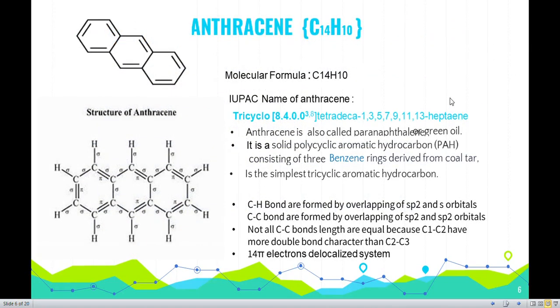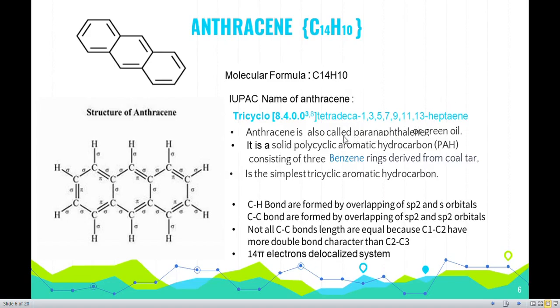Okay, so moving on to the next structure, which is anthracene. I am Mansi and I will tell you about anthracene and its uses. Its molecular formula is C14H10 and the IUPAC name of anthracene is tricyclo[8.4.0.0^3,8]tetradeca-1,3,5,7,9,11,13-heptaene.